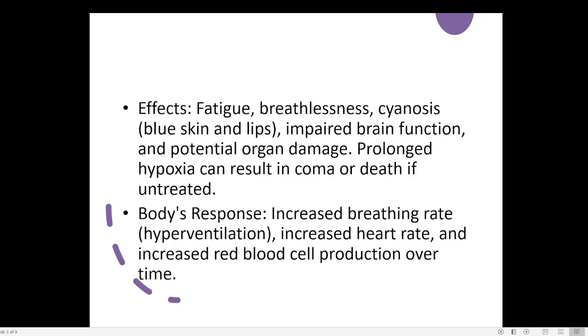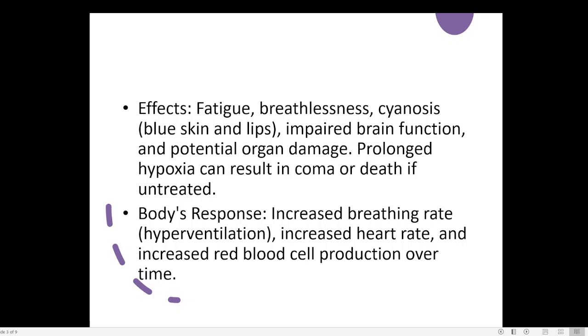Now what are the effects of hypoxia? Basically it will cause breathlessness and cyanosis. Cyanosis means the skin and lips become blue, because there is oxygen deficiency in your body. It will also impair the functioning of your brain, and there can be organ damage. If different organs of your body are not receiving an adequate amount of oxygen, they will stop working, and that is known as organ damage. Prolonged hypoxia can result in coma, which means unconsciousness. And if the person is not getting oxygen for a long time, that will result in the death of the person.